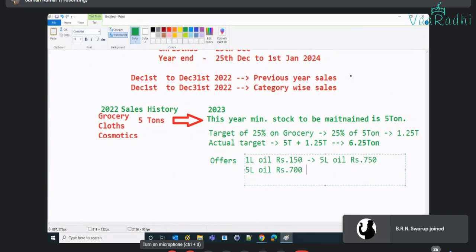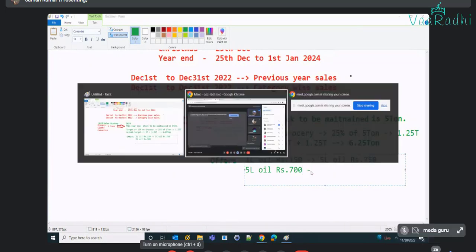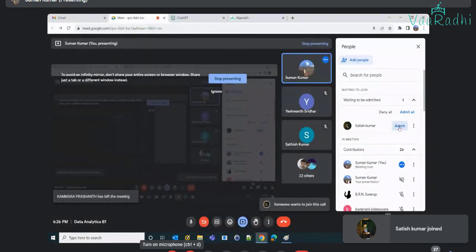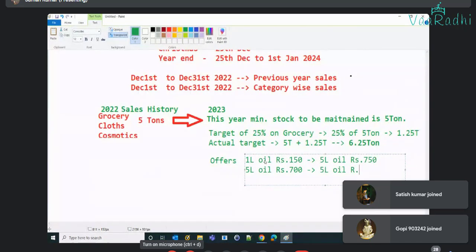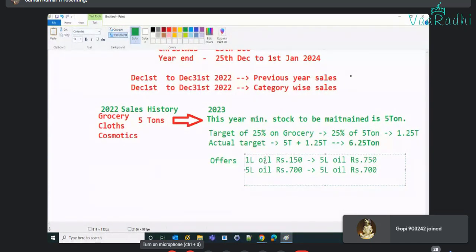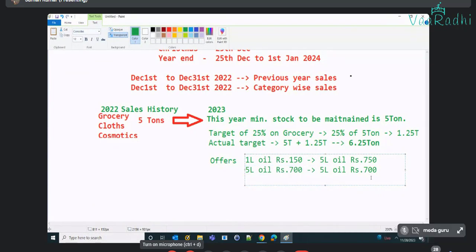But what is the offer they are giving? 5 liter oil at 700 rupees. If they go and purchase 5 liter oil directly, they are getting it at 700 only. Then the saving will be 50 rupees. This is the target.